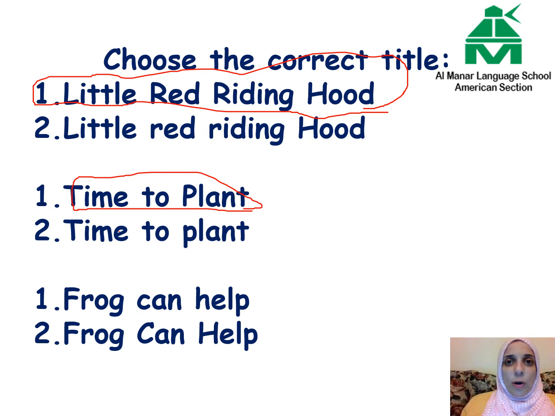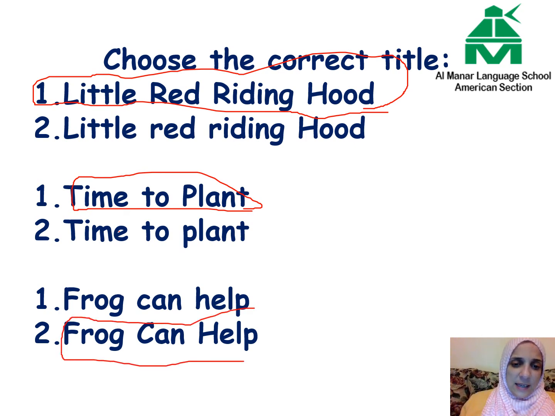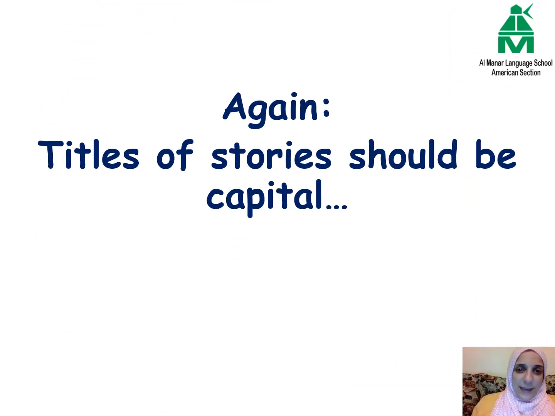Okay, another one. Frog Can Help. This is a story called Frog Can Help. Which one is written in a correct way? The first one or the second one? Number 1 or number 2? I'll give you 2 seconds. Yes, thank you. Number 2, Frog Can Help, because the F is capital, the C is capital, and the H is also capital. So again, titles of stories should be capital.